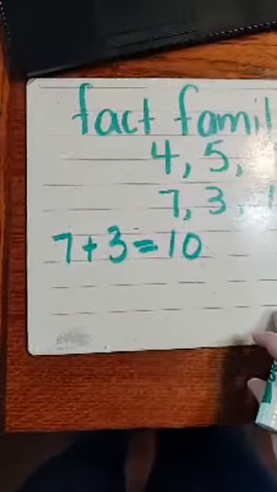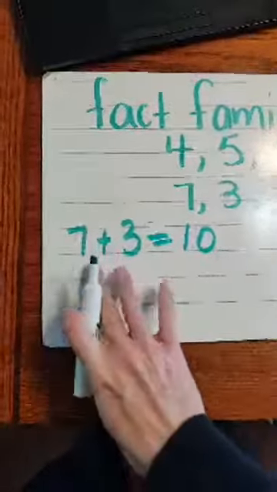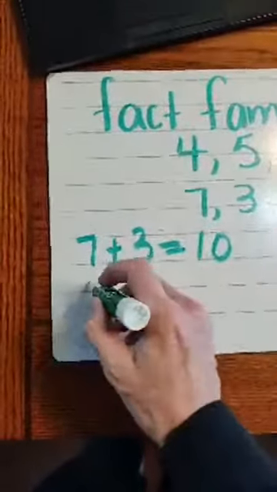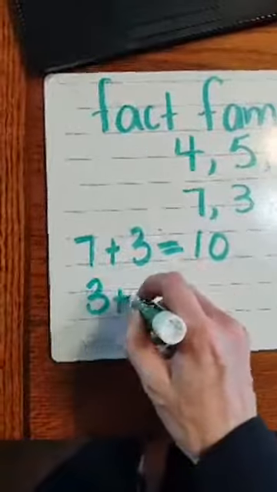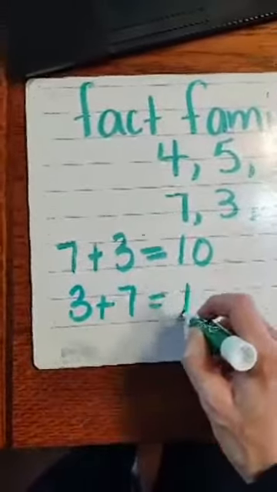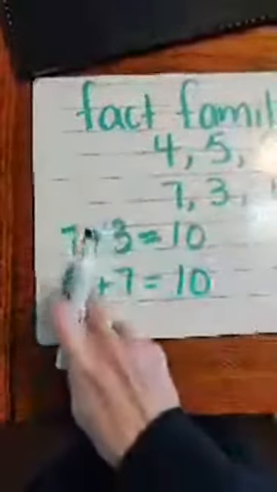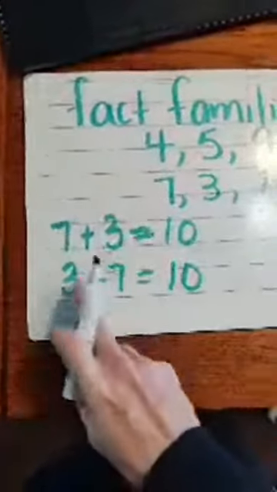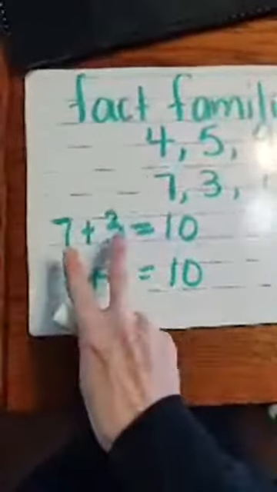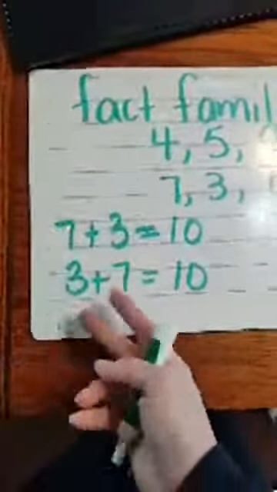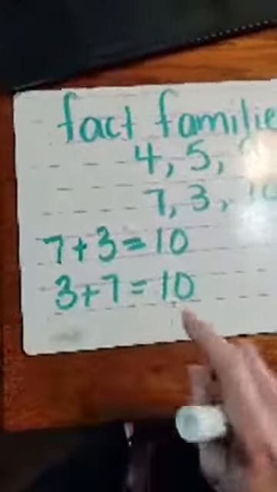And the commutative property of addition tells us we can switch their order. 3 plus 7 equals 10. And we get the same thing. So 7 plus 3 is 10 and 3 plus 7 is 10. We can flip these and they can be opposite and still equal 10.